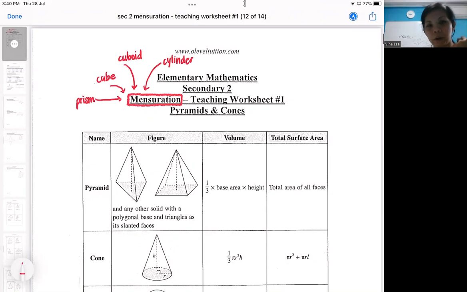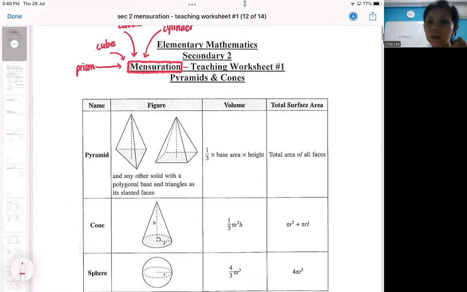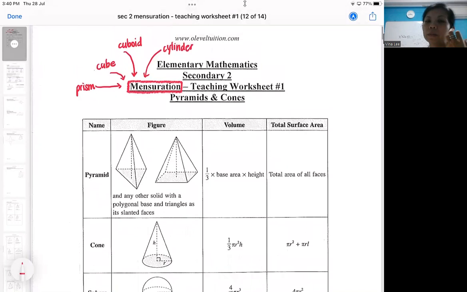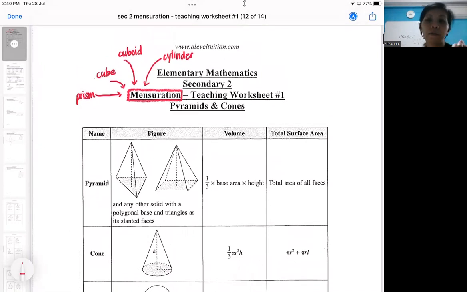So in Sec 2, you're going to add on 3 shapes: pyramid, cone, and sphere. These 3 shapes we're going to add on to whatever that you have learned in Sec 1. Of course, in Sec 1, you also learn things like trapezium. How do you calculate the area of trapezium, parallelogram, rhombus? All these will come into place. All these are under the huge family of area and perimeter, volume, and surface area. So you cannot cut them out.